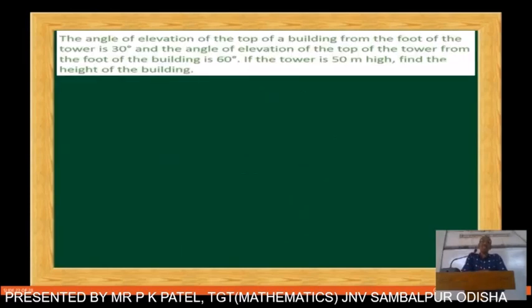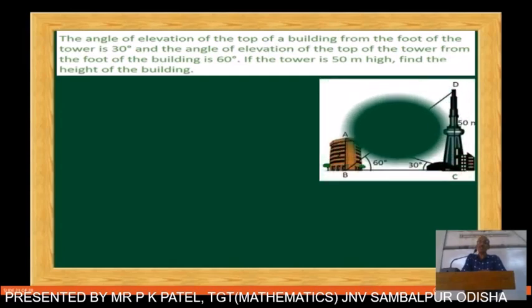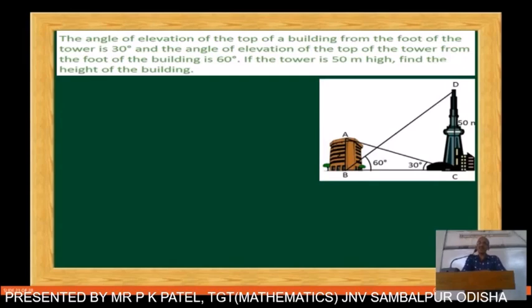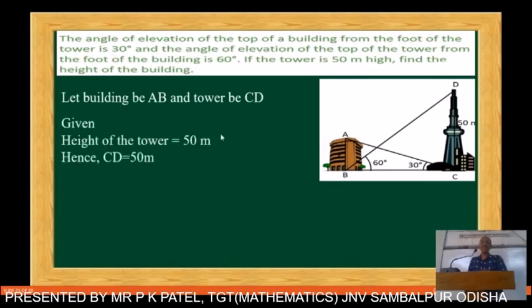Take another one, another example. The angle of elevation of the top of a building from the foot of the tower is 30 degree, and the angle of elevation of the top of the tower from the foot of the building is 60 degree. If the tower is 50 meter high, find the height of the building. So this is the figure. AB is the building. Let building be AB and tower be CD. Given height of the tower is 50, and hence CD is here 50 meter.